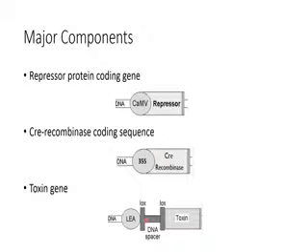So if and only if Cre recombinase is expressed, LOX P is removed and toxin is expressed.